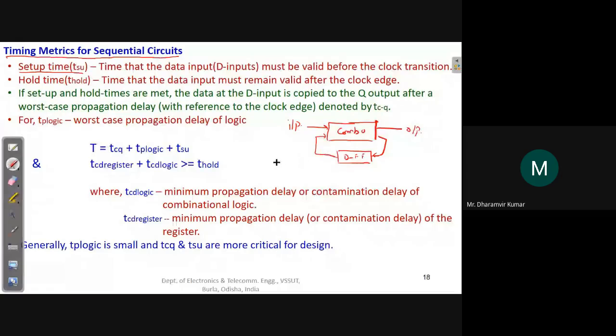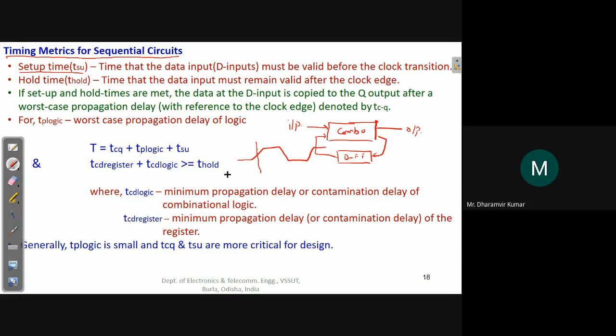We know that the clock changes like this. This is a transition from 0 to 1, this is a transition from 1 to 0, and then back to 1, back to 0. And the flip-flops operate only at the transitions. So setup time is defined as the time that the D inputs must be valid before the clock transition.